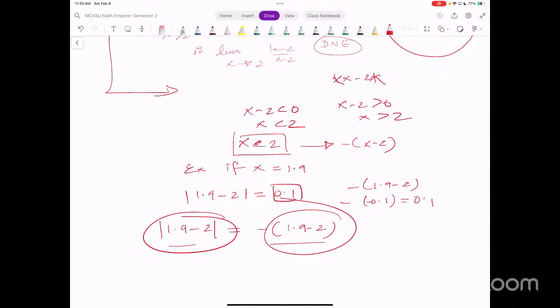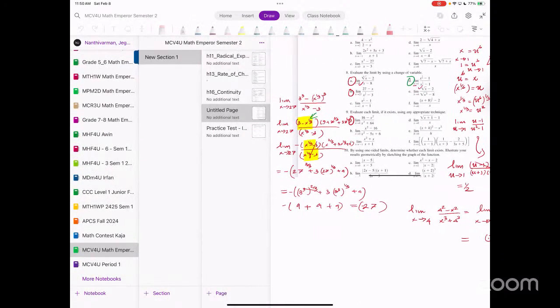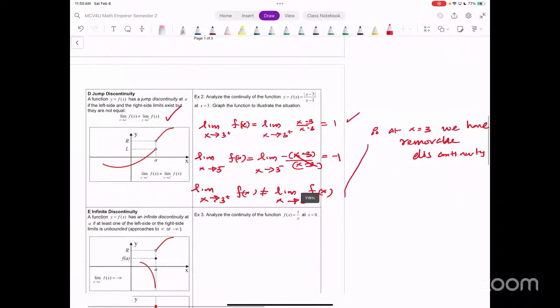Are you following that, sir? Yeah, I understand. So what is happening? Why are we just taking the absolute value sign out? Okay. So go back to the next one.